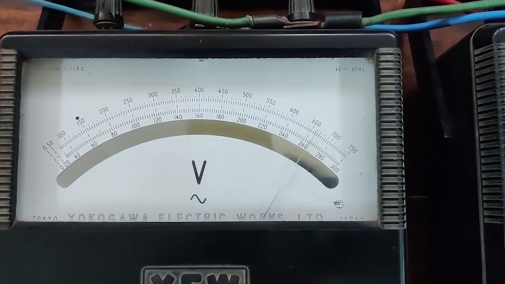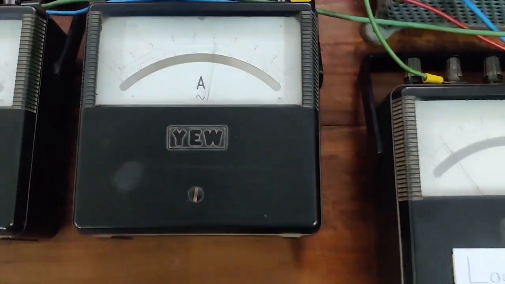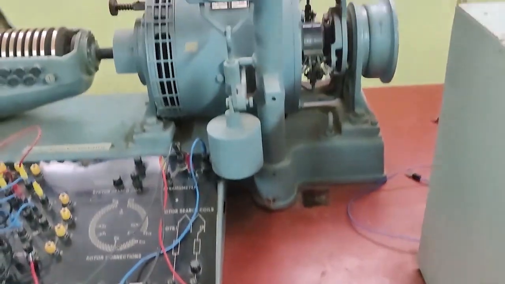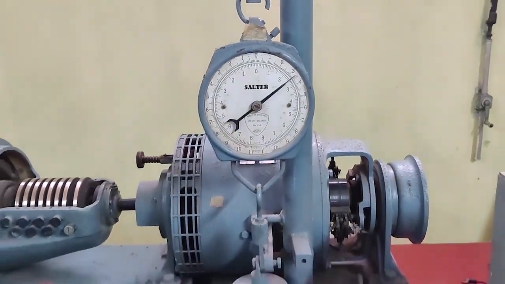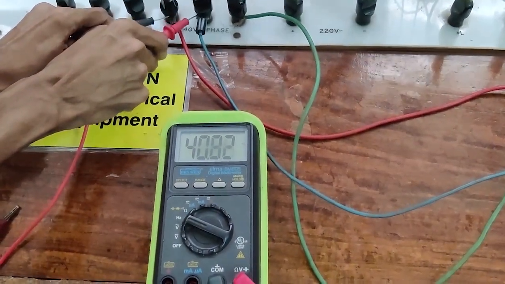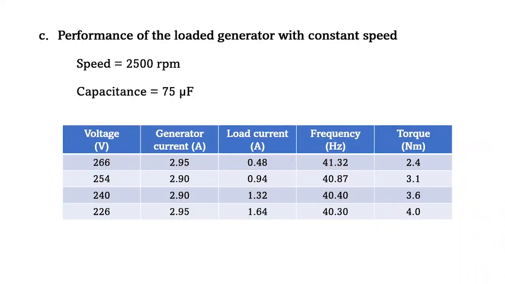Then, we measure the generator voltage, current, load current, torque, and the frequency. We continue the procedure by keeping the capacitance and the speed constant and measuring the voltage, currents, frequency and the torque of the machine at different loads. Use these values when doing the calculations.